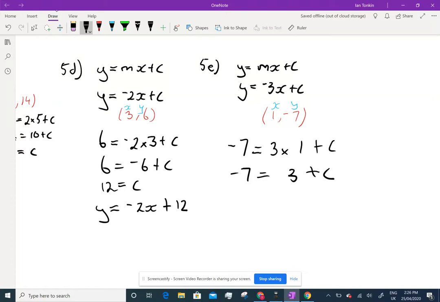I've got to subtract that negative 3. So negative 10. Oh, sorry, it was a negative 3. It's negative 3 times that. So go back, because it was a negative 3. I've got to add that 3 over. And if I add that 3 over, I would have got negative 4 equals c.